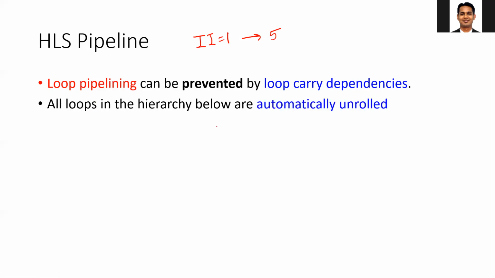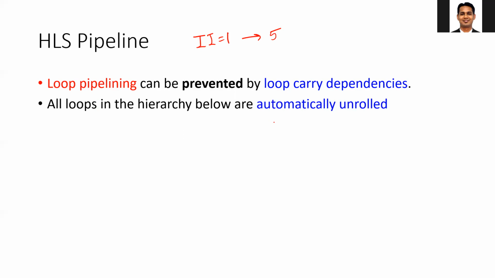Also, when you have multiple loops, and you are pipelining an intermediate loop, then the loops below that intermediate loop are automatically unrolled. This is because when you are trying to pipeline the loop, you are expecting an initiation interval of 1, and this is possible only when all the iterations of the inner loops are completed in 1 clock cycle.